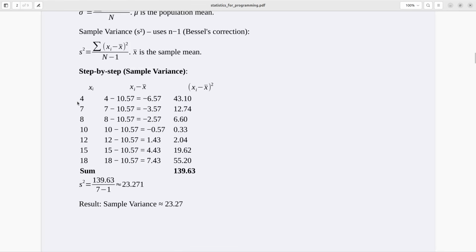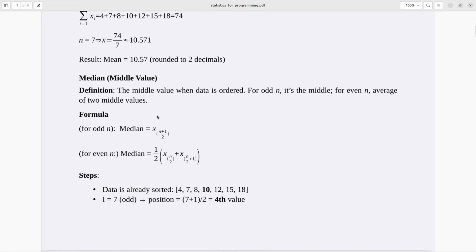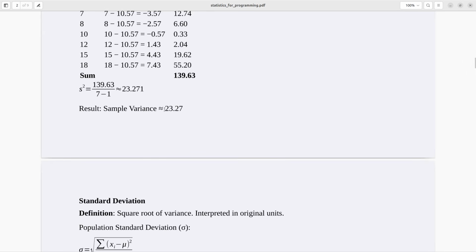So suppose we still have these 7 numbers here, and I can pick up the sample mean, which is equal to 10.57 from the previous discussion shown here, okay? And I pick up the differences, and then I square all the differences here, here, and here, okay? And then I add up all these squared deviations, and the sum will be just this quantity. And then I divide this sum by 7 minus 1, which is 6, to get the sample variance as 23.271, okay? So that is the answer.